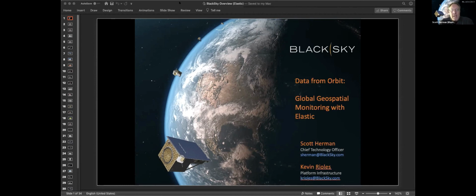What I'm going to do today is walk you through a briefing that talks a little bit about what we do at BlackSky, and then I'll interject some details along the way about how Elastic plays a part. We use Elastic for a lot of things. It's one of our core database entities, but we also use it for logging, monitoring, and a few other functions that I'll talk about more towards the end of the brief.